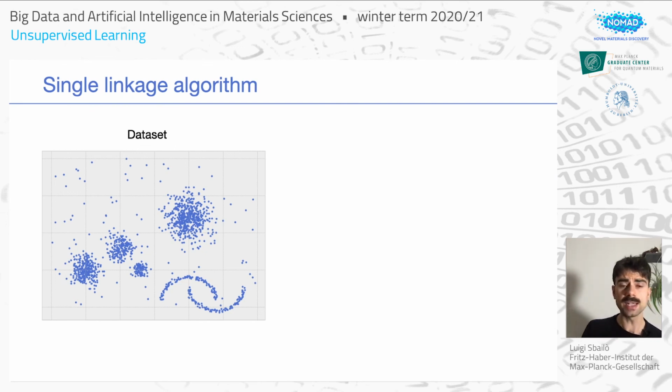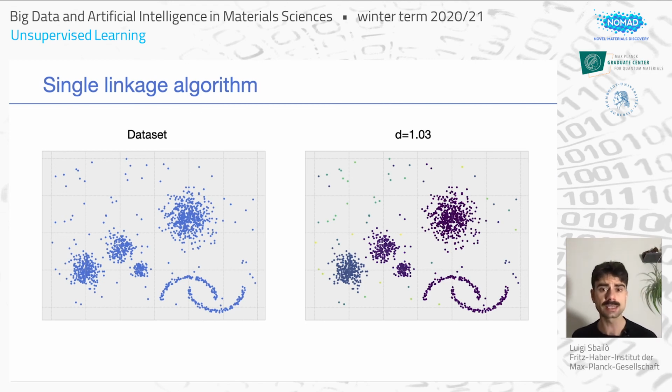So now let's come back to our single linkage algorithm and see how it performs on this dataset. And as you might have already guessed, it fails to detect the noise, because there is no noise detection, and it connects the larger clusters. That is again what noise would do for this kind of algorithm. It would just act as a bridge between the different clusters.